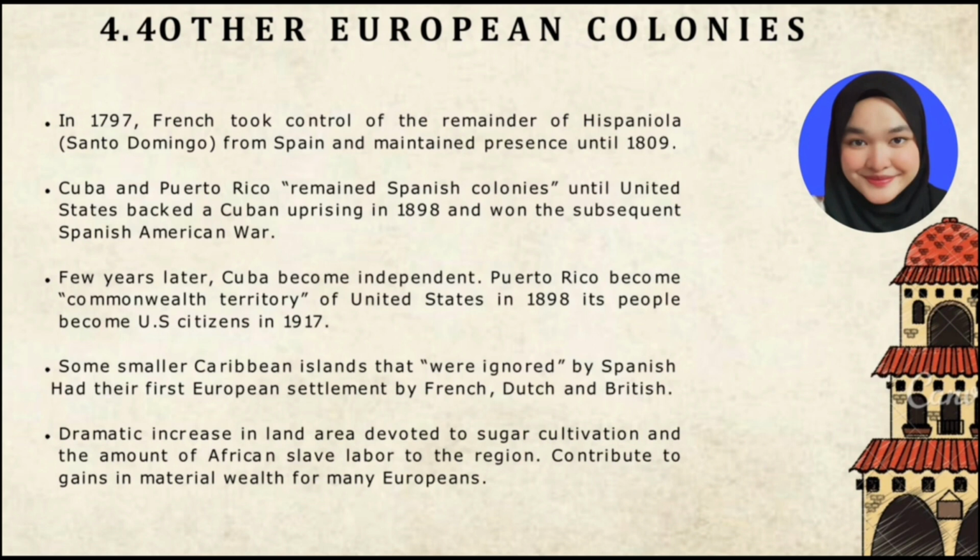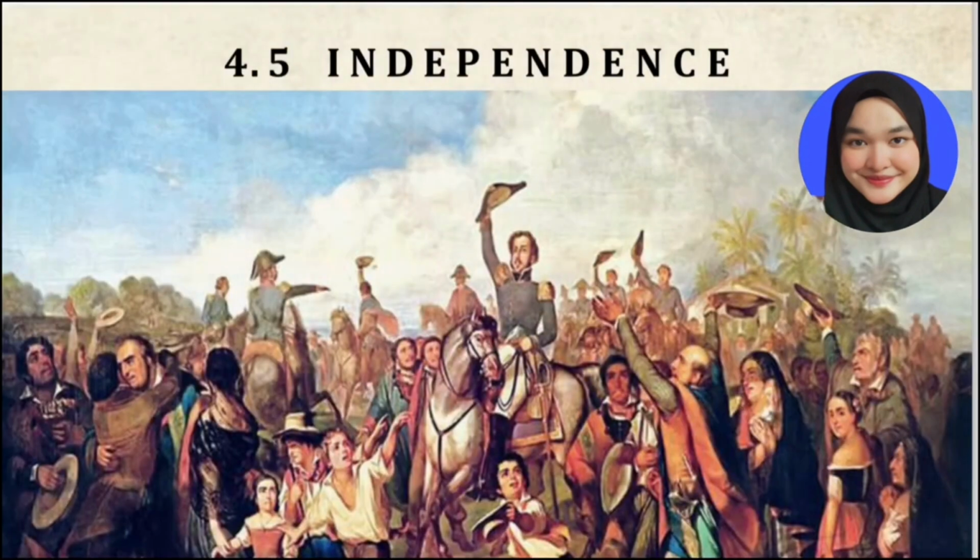Some smaller Caribbean islands that were ignored by Spain had their first European settlement by the French, Dutch, and British. A dramatic increase in land area devoted to sugar cultivation and in the amount of African slave labor in the region contributed to gains in material wealth for many Europeans.